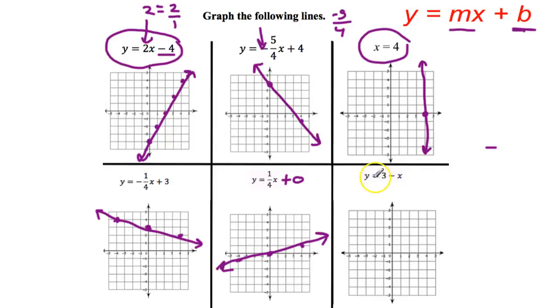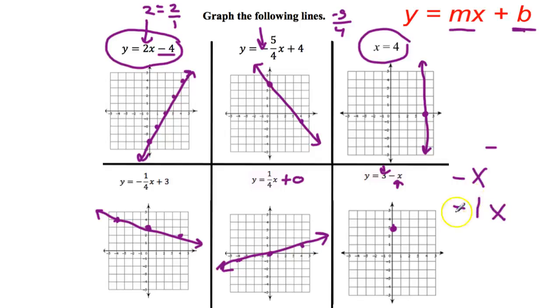This one over here, we have y equals 3 minus x. If you notice, they're not in the right order. So in this case, this number right here would be my y-intercept, and this would be my slope. So my y-intercept is 3, so I'll go up 1, 2, 3. I put that right there. And this is negative x. So if you have negative x, that really means negative 1x.